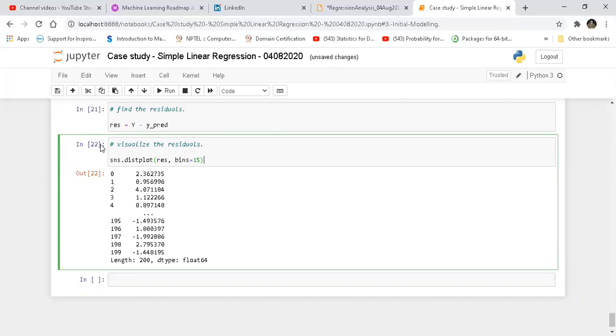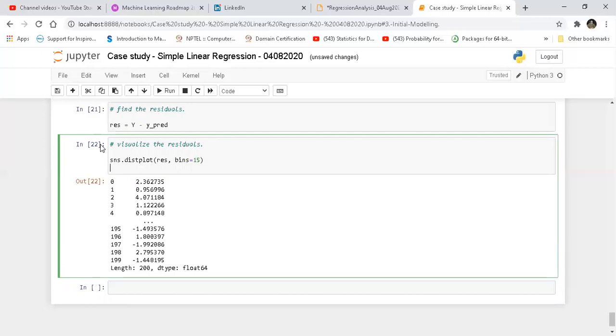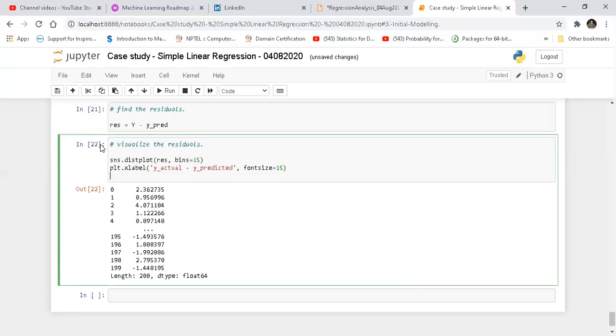Right now, I'm going to call plt.xlabel, because I want to give labels to x. I'm going to give the label as y actual minus y predicted, just a kind of mathematical name. One thing I wanted to tell you is that you can even give the font size for the label. Let's say I give 10, or maybe 15, and let's see how it goes. If I want to increase or decrease it, I can do that. I can also give a heading.